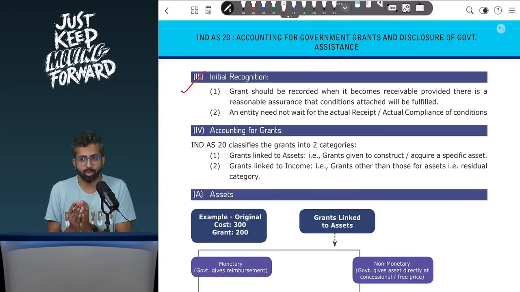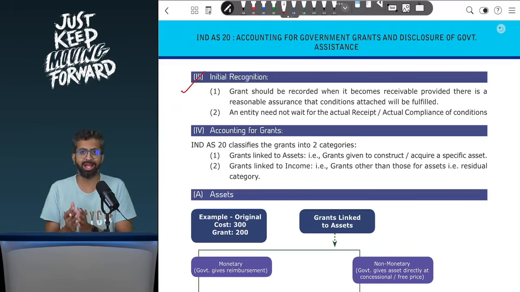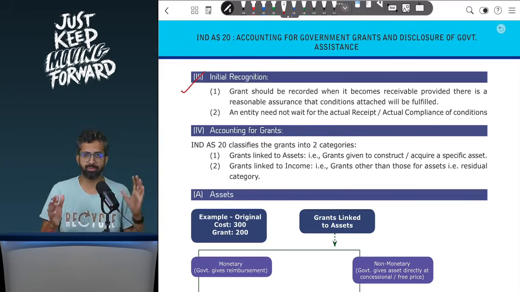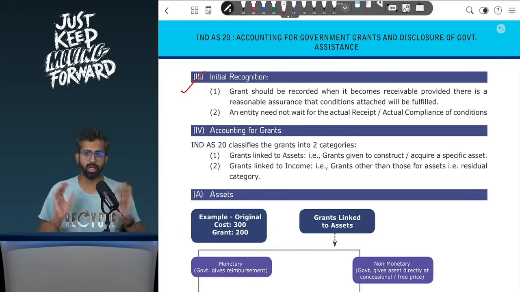Next, once you figure out that the grant has to be recognized, let us say it is a monetary grant, the government has given you 1 lakh rupees, the entry is bank account debit 1 lakh, but what are you going to credit? Well, the accounting depends on the classification of the grant, on whether the grant is classified as a grant linked to assets or a grant linked to income.